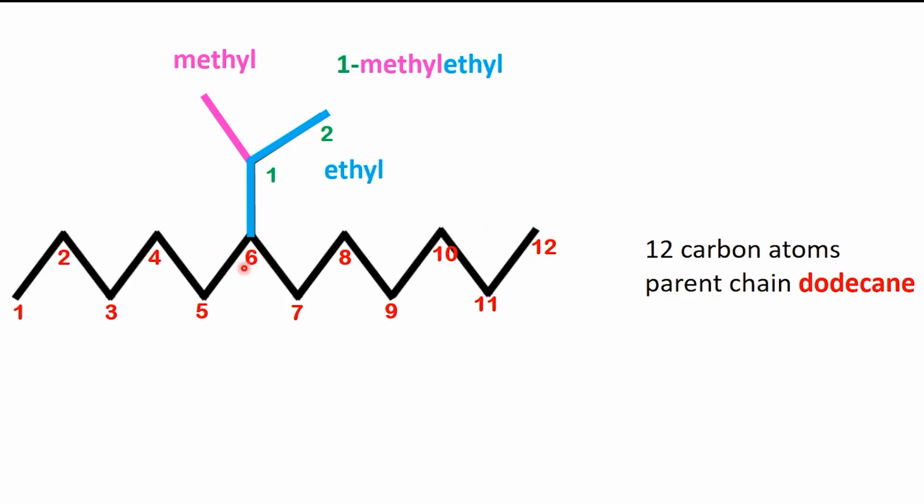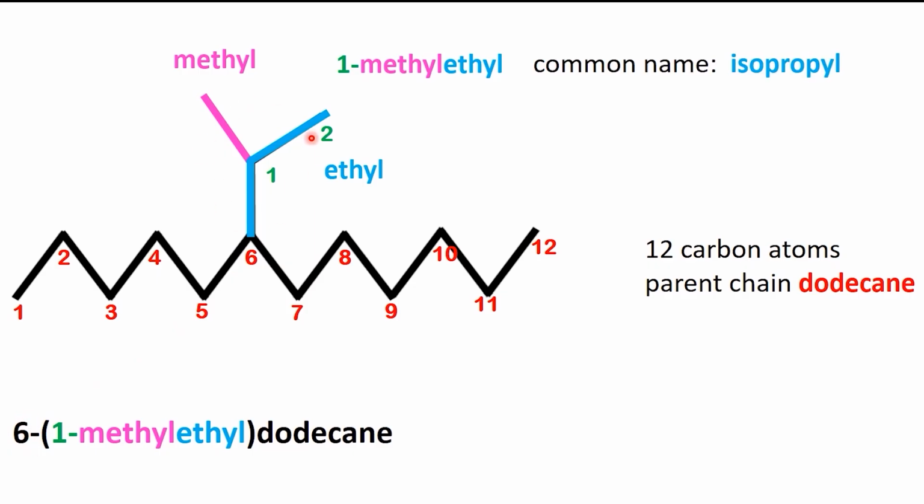Following IUPAC naming rules, the full name of the molecule becomes 6-(1-methylethyl)-dodecaine. When writing the full name of the compound, make sure to place the entire complex group name in parentheses, preceded by a number that indicates the position of the group on the main chain. Now, let's name this substituent using its common name.